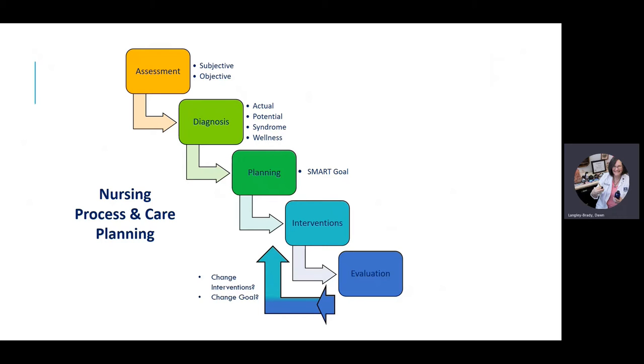And it's best to always include the client and or their caregivers in this plan of care, right? And we want to use a SMART goal. And SMART goals are specific, measurable, attainable, realistic. That's very, very important, because if something isn't realistic for that patient, then why are we going there? And then timely, or bound with a time constraint.